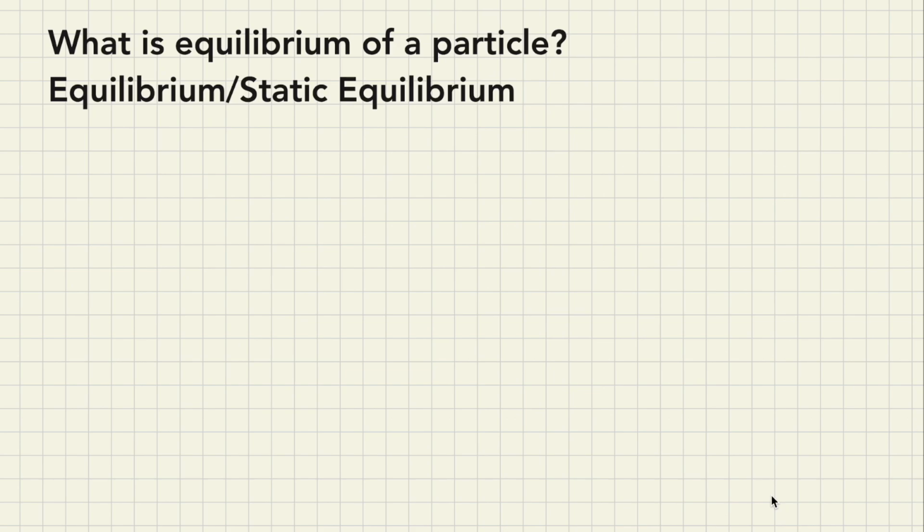So what exactly is equilibrium of a particle? Equilibrium, as we talk about it in physics, means that a system is going through absolutely zero acceleration. This means that we can have a system that is staying completely still or has a constant velocity, aka zero acceleration. When we talk about equilibrium specifically in statics, so static equilibrium, we're talking about a system that is staying still.